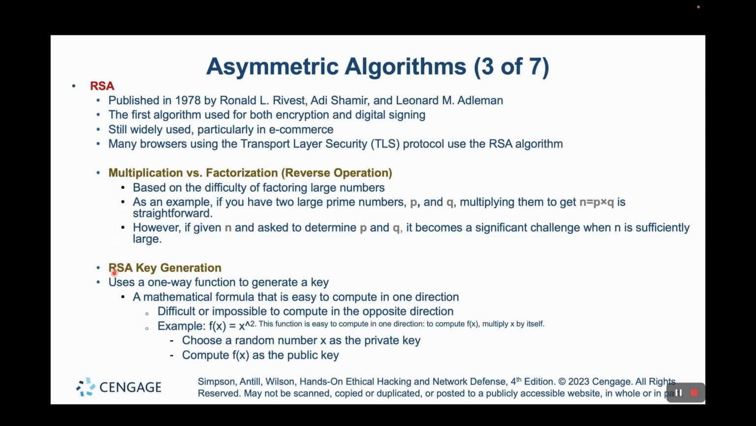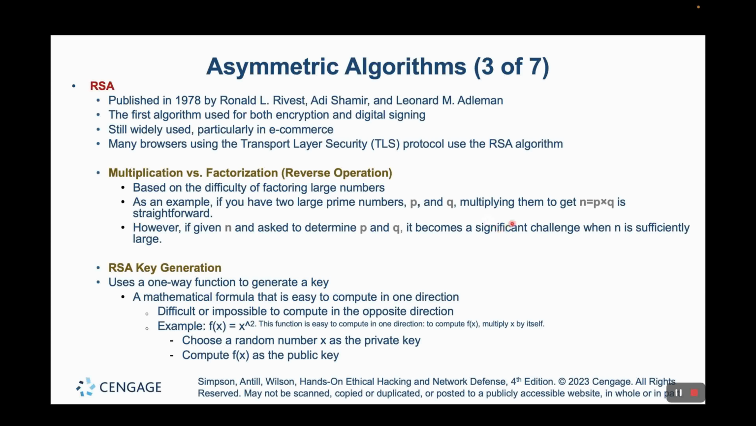Now, there are two important concepts here we need to understand. The first one is multiplication versus factorization, which is the reverse operation. It is based on the difficulty of factoring large numbers. For example, if I give you two large prime numbers, P and Q, multiplying them to get N equals P times Q. That's the formula. It's just straightforward, easy.